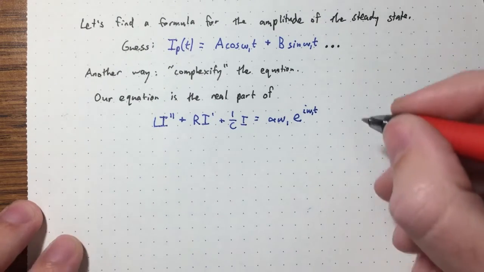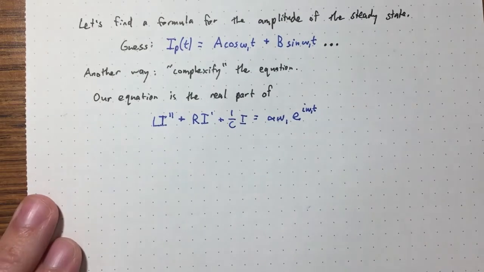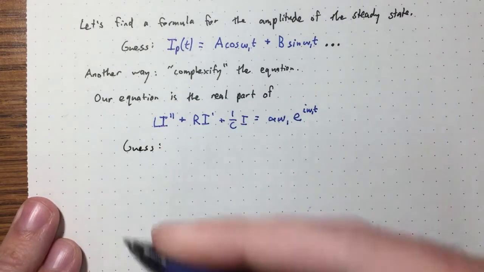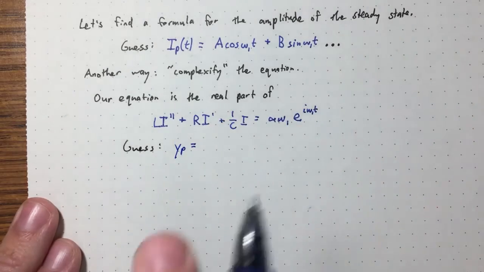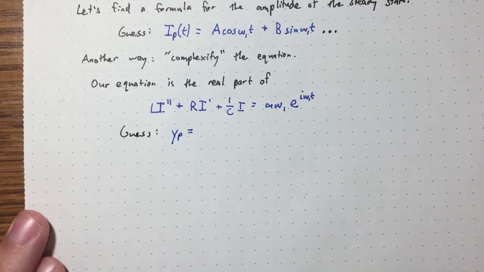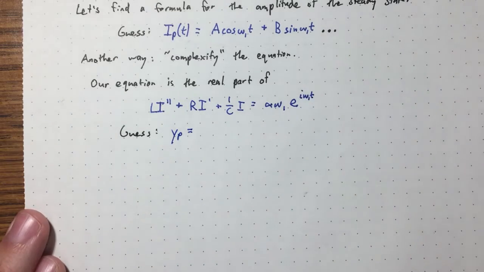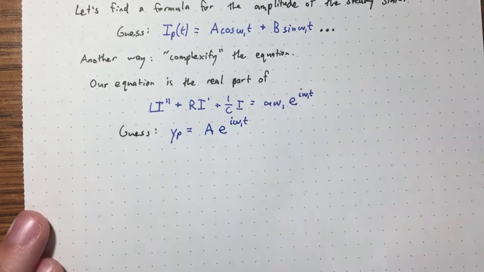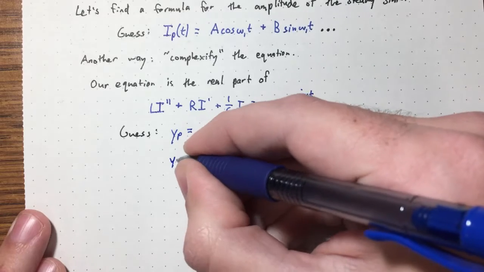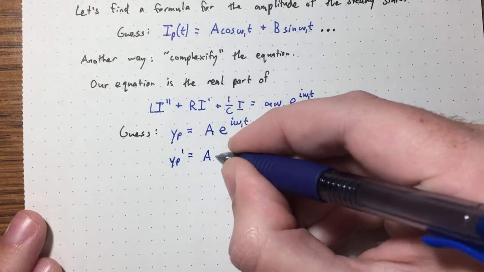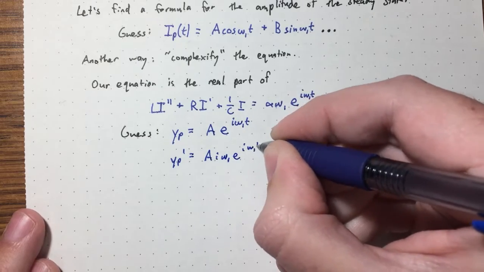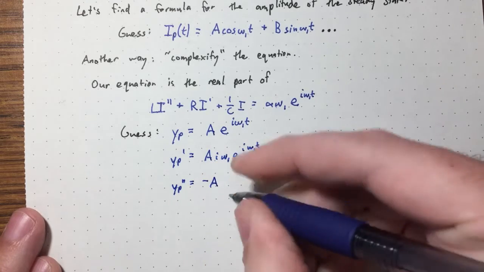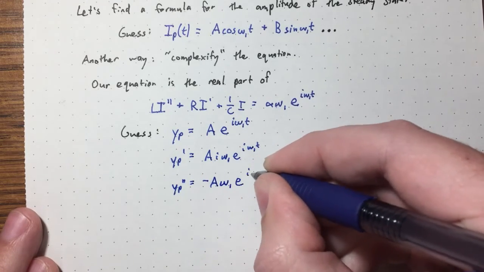Let's guess our particular solution first. What do we guess this time? We shouldn't guess sines and cosines. We should just guess an exponential, and it should have the same parameter up here. So I'm going to guess a times e to the i omega 1 t. And I'll take its derivatives. The derivative is, well, this all comes outside by the chain rule. And for the second derivative, I get an i squared, that's negative 1. So I can write this as negative a omega 1 squared e to the i omega 1 t.